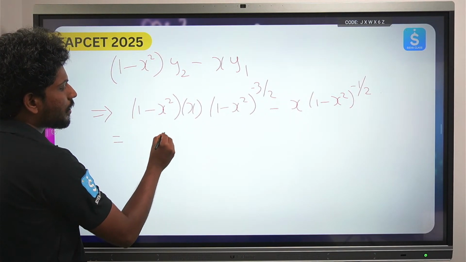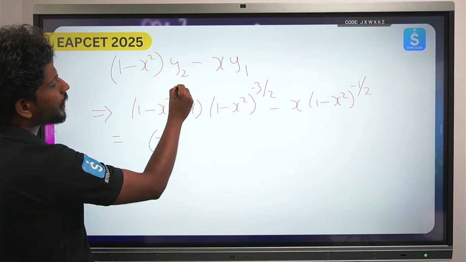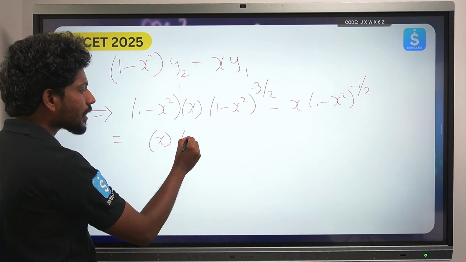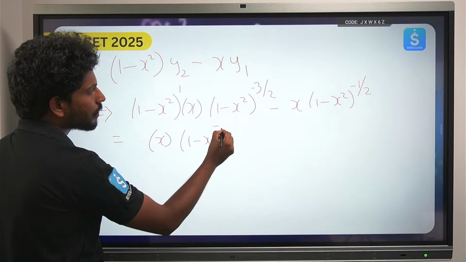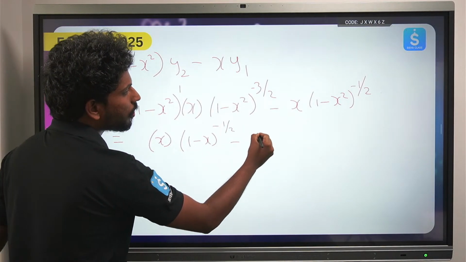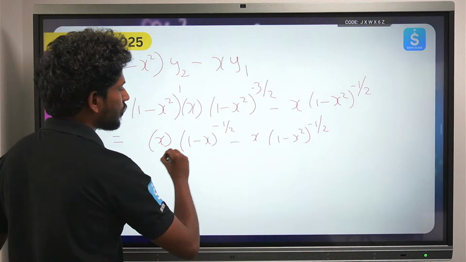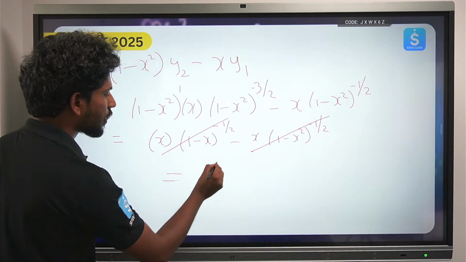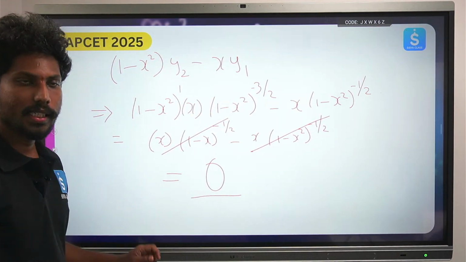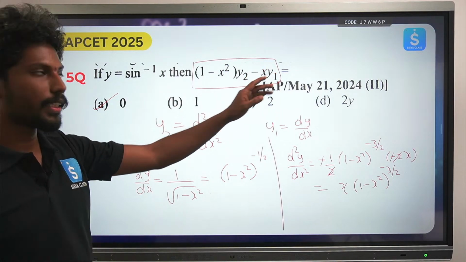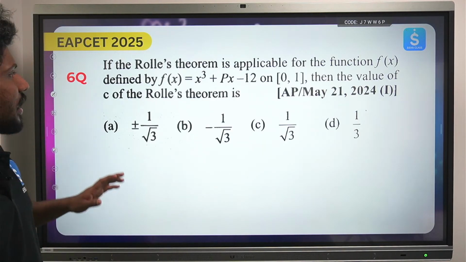So x into, what is 1 minus 3 by 2? That will be minus 1 by 2, right? So this will also become 1 minus x square whole power minus 1 by 2. So the two things are cancelled. The answer is 0. Okay, simple question, very easy question. Just substitute whatever is there and you get the answer. Okay, see the next question.